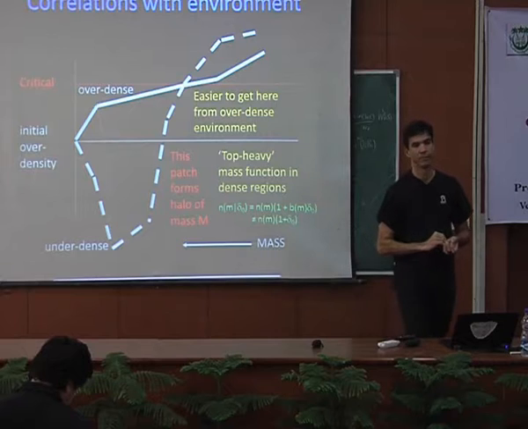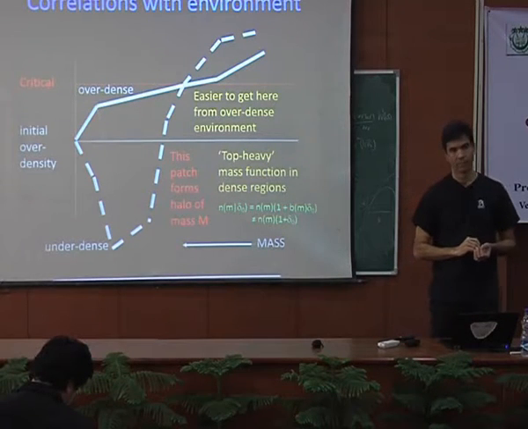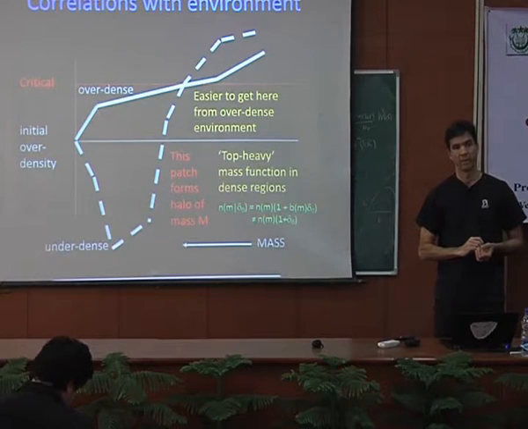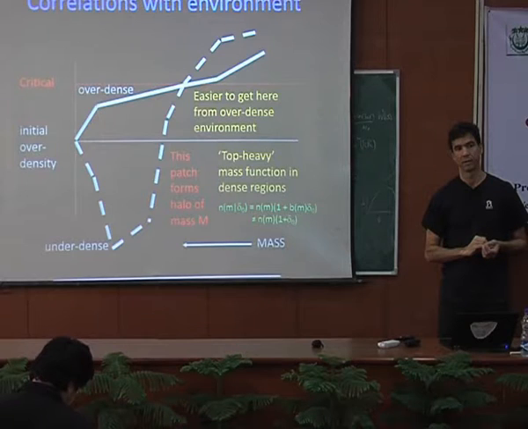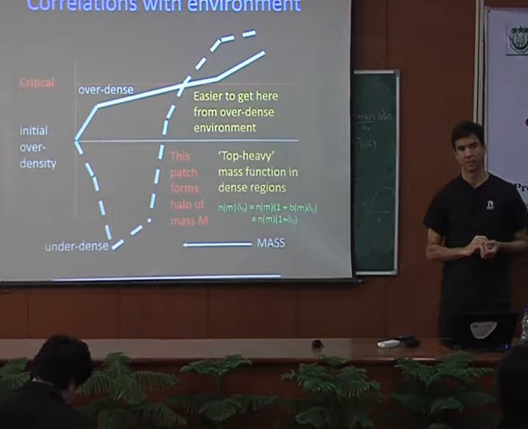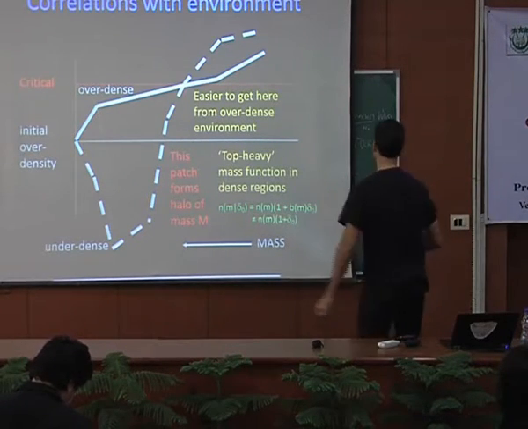Can you draw this plot for two different initial densities? Two different initial densities. Delta rho, delta 0 is different for two different halos. And what will be the path for those?